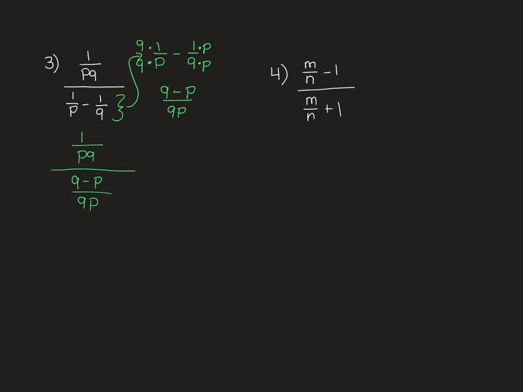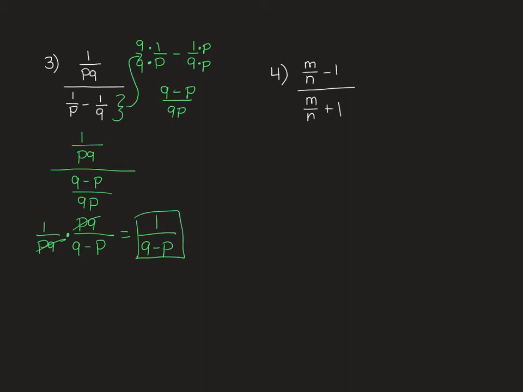Okay, now we do the keep change flip. So 1 over pq times qp is also the same as pq, so I'm just going to keep it the same. And then q minus p. So these are actually the same, they can cancel. So our final answer is 1 over q minus p.